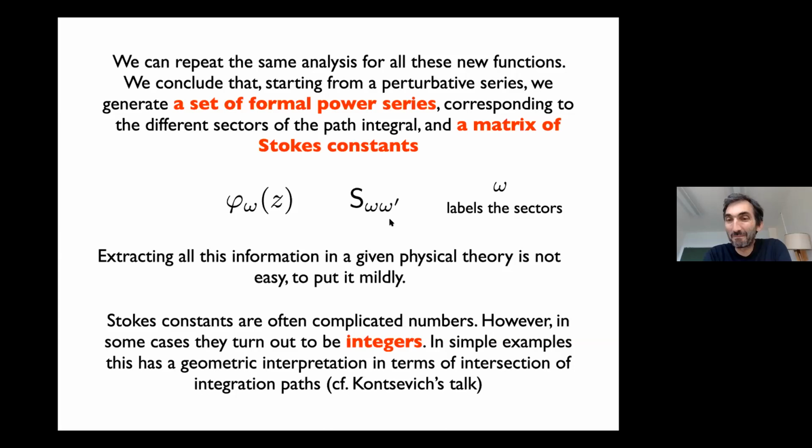And these are the examples, for example, in which you have a finite dimensional integral and you do expansions around saddle points with the method of stationary phase. And in this case, these integers are often interpreted in terms of intersection of integration paths. So there was a talk by Maxim Kontsevich in this series a couple of months ago where he was actually reviewing this.